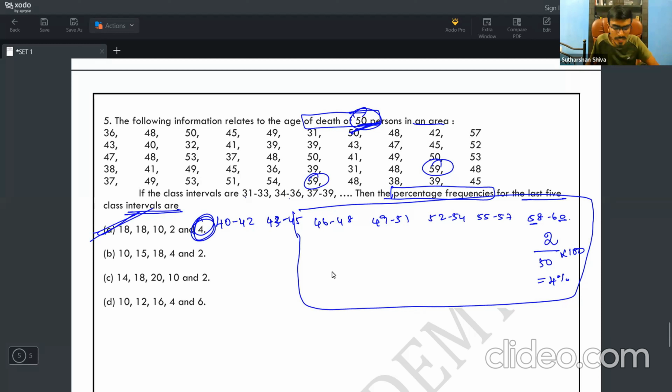For your verification, you can again check 55 to 57. Check the data, 57, one data. Is there any 55 or 56? No data is there. So it is 1. 1 divided by 50 into 100 is nothing but 2%. So the second is also done, so your option is C. You never need to check all of this. If you go with 46 to 48, n number of data will be there. Mostly you will go with the last option, from the last you will do it.